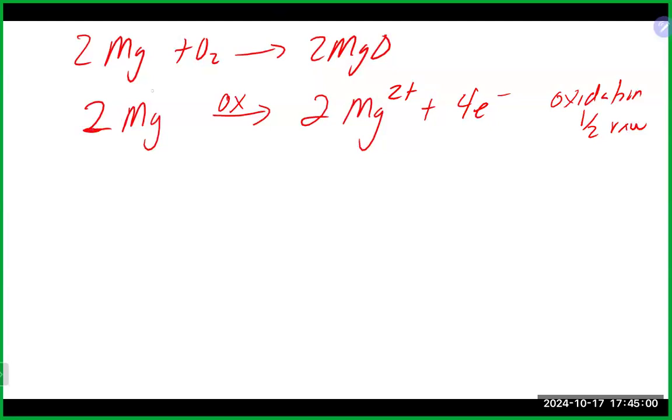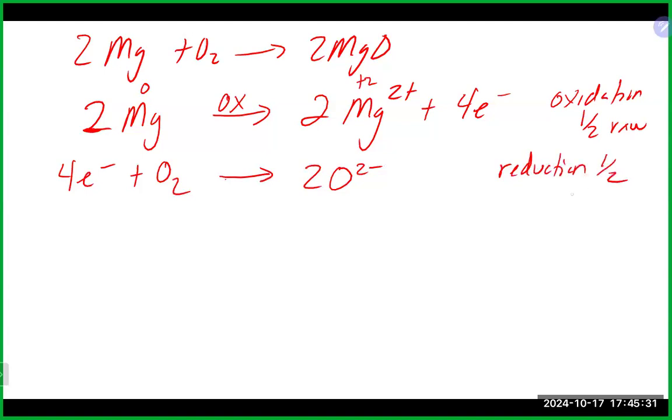Here we have 2 magnesiums going from 0 to +2. Each one is going to lose 2 electrons, so that is why we have a grand total of 4 electrons happening here, 2 for each of the magnesiums. If we take our oxygen here, it's going to pick up those 4 electrons. Again, 2 electrons per oxygen will create 2 oxide ions in this case, and this is what is known as the reduction half reaction. When you add the half reactions back together, you get the overall reaction that's happening here.